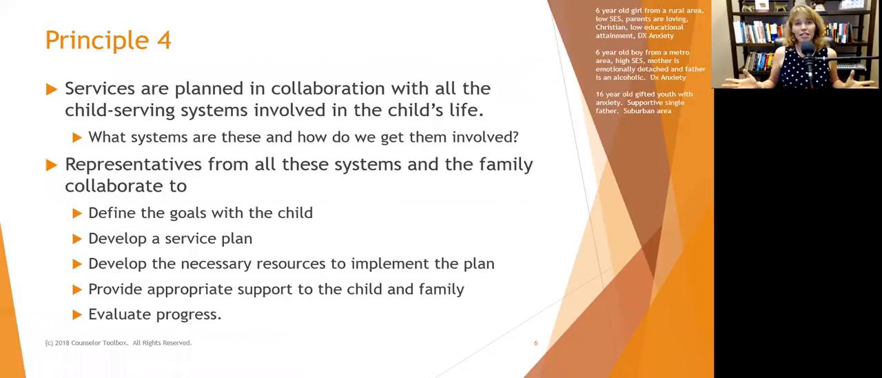So we do want to make sure, if we've got these systems involved, that they feel integrated and that we're all communicating. Representatives from all of these systems and the family, because the families are going to be the ones that are actually implementing the treatment plan a lot of the time, the other however many hours minus one in a week, are going to define the goals with the child. Notice they say with the child. What is it that you want? We're going to develop a service plan, develop the necessary resources to implement the plan, provide appropriate support to the child and family, and evaluate progress.